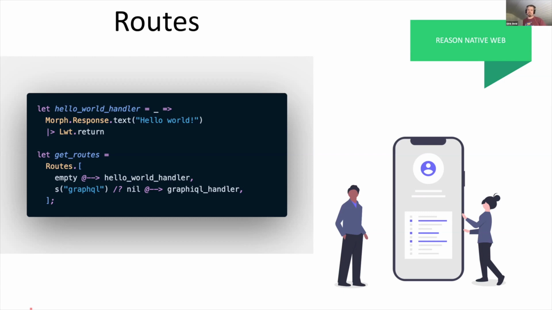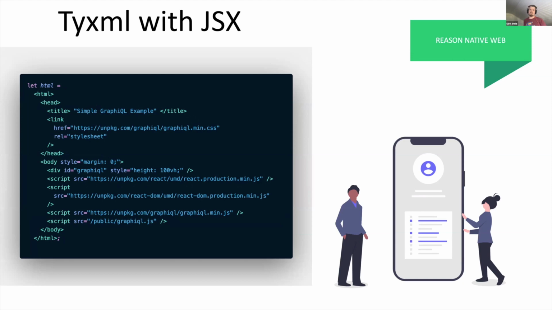Another cool feature that we have in native web development is TXML, or how do you say it, which is typed HTML. And with the new JSX PPX, you can write HTML that looks like HTML and get it type checked at compile time, which is pretty baller, actually. I will try to demo everything here later.